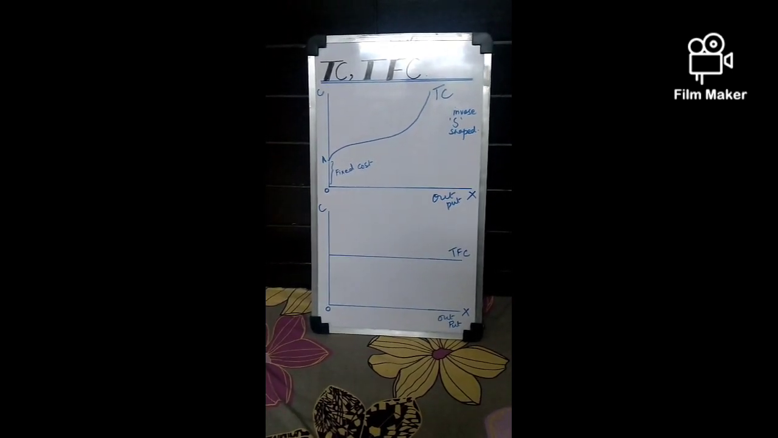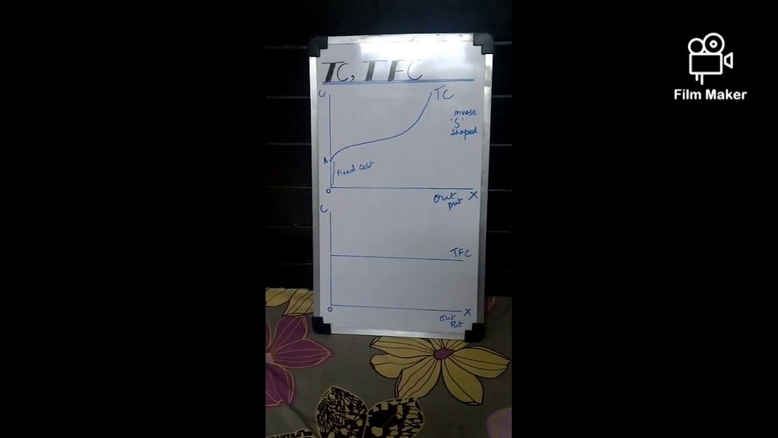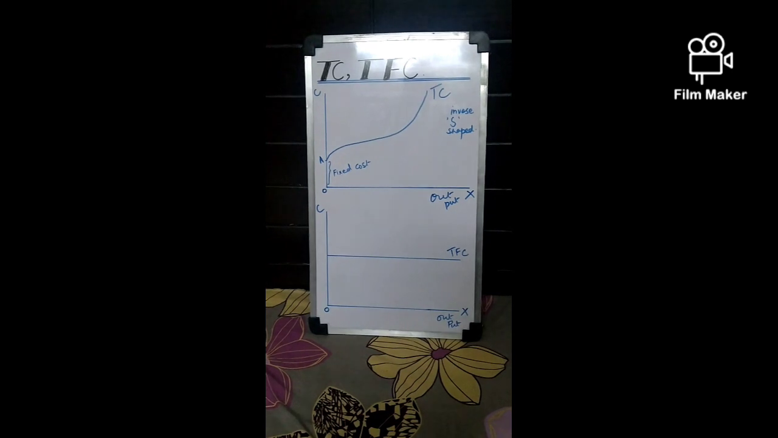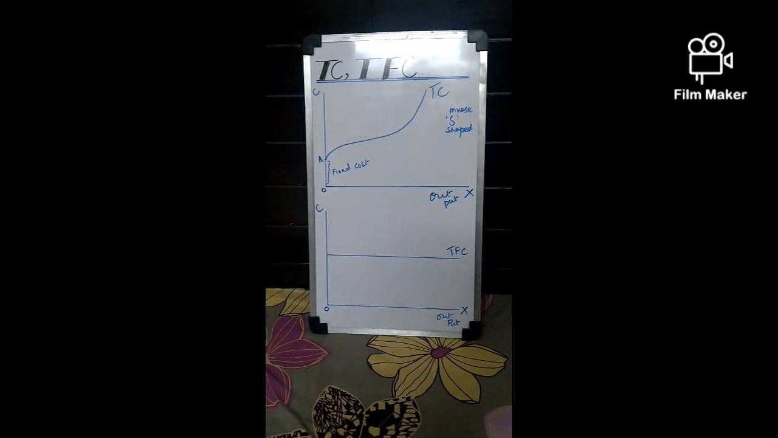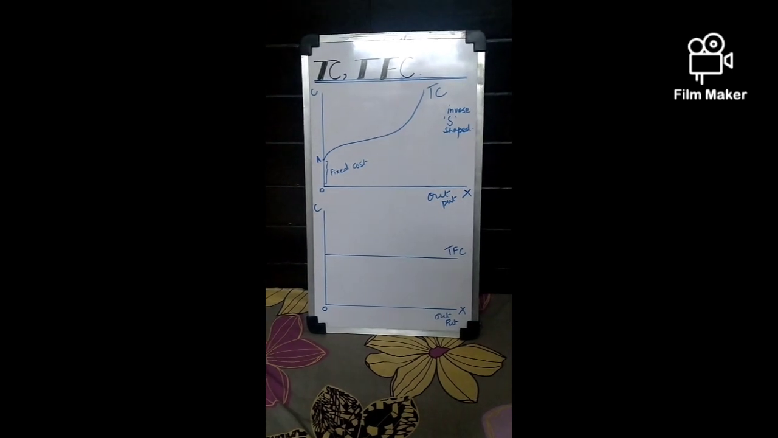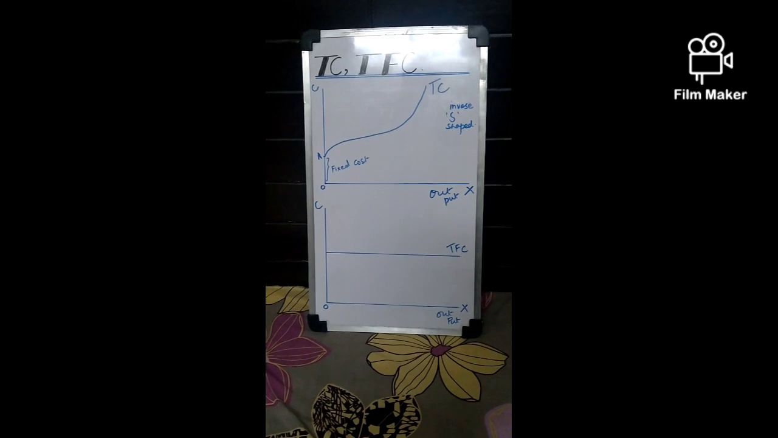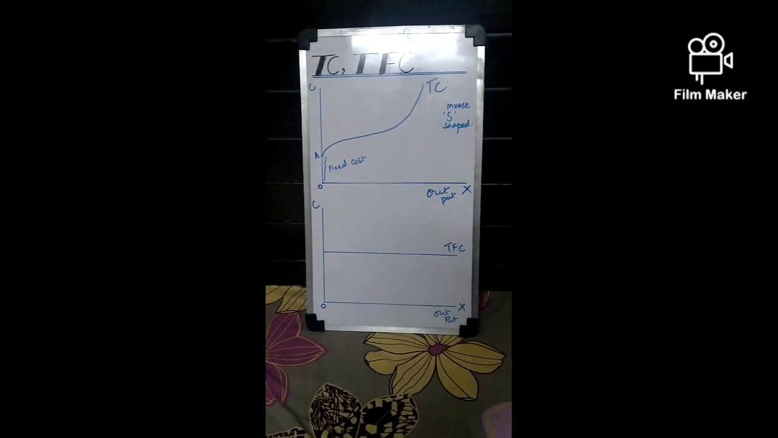And on the x-axis we have measured output, and on the y-axis we have measured cost. And similarly in the lower part of the figure we have measured output on the x-axis and the cost on the y-axis, and the average fixed cost is, as it is fixed cost, so it is a straight line parallel to the x-axis.